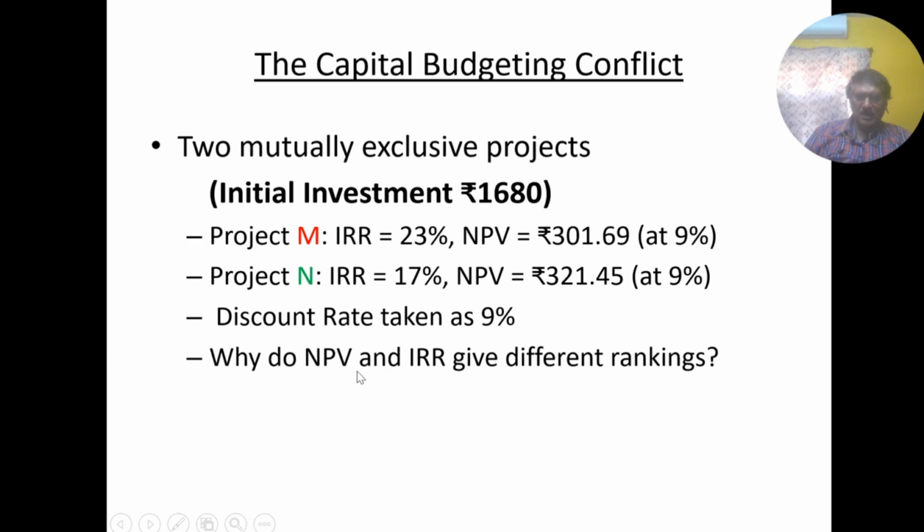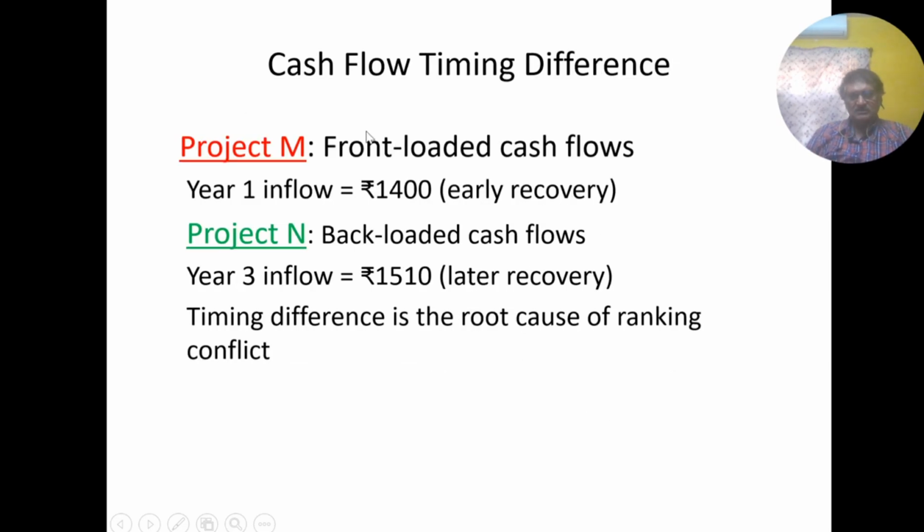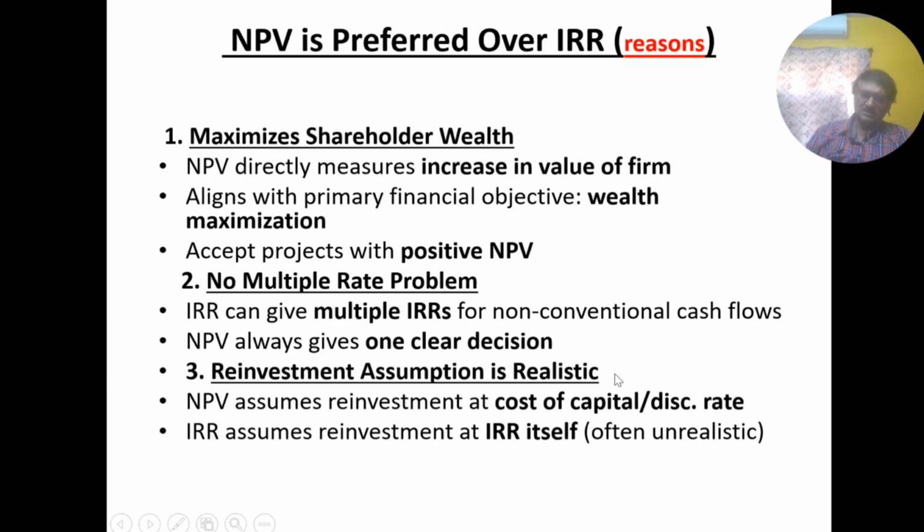The question comes out, why do NPV and IRR give different rankings? What are the reasons? It is narrated here. For project M, front-loaded cash flows. That means initial cash flows are higher for project M. For project N, back-loaded cash flows, meaning the higher cash flows come at the later stage. The timing difference is the root cause of the ranking. I think now it is clear.